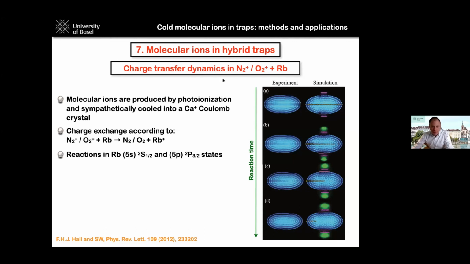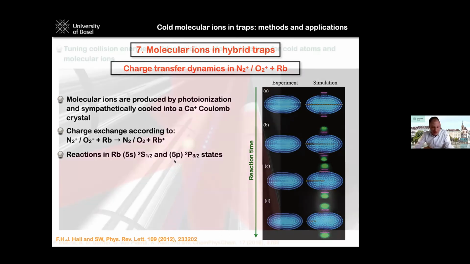Specifically, what we had been looking at is charge transfer dynamics, now including molecular ions like N2 plus and O2 plus with the ultracold rubidium atoms. Again, what is important here is that the N2 plus and the O2 plus molecular ions were sympathetically cooled in our experiments, and they were always in the electronic ground state, but the rubidium atoms were in a magneto-optical trap in our experiment. So we again had collisions in the ground state and in the excited state.